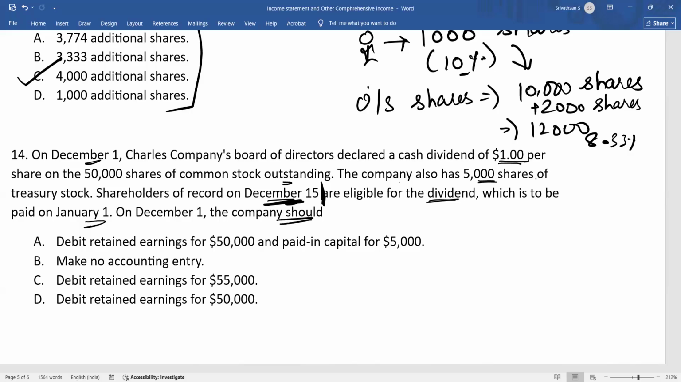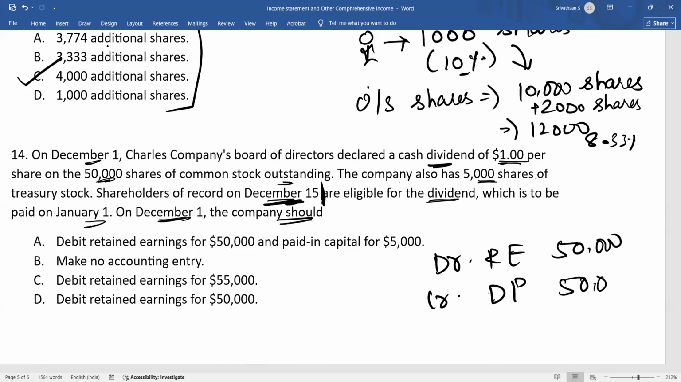On 1st December, the date of declaration of a cash dividend, what is the journal entry the company should pass? They have to debit retained earnings and credit dividend payable for 50,000. How 50,000? Because the company has 50,000 outstanding shares, and for every one share the company is going to pay a $1 dividend. So 50,000 into 1, we get 50,000. Debit retained earnings 50,000, credit dividend payable 50,000.